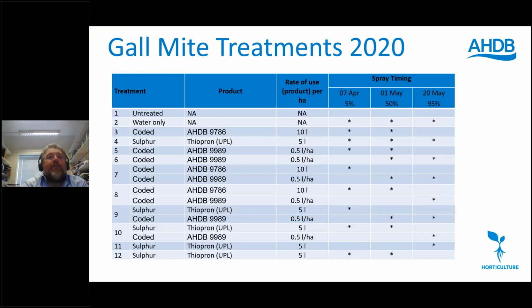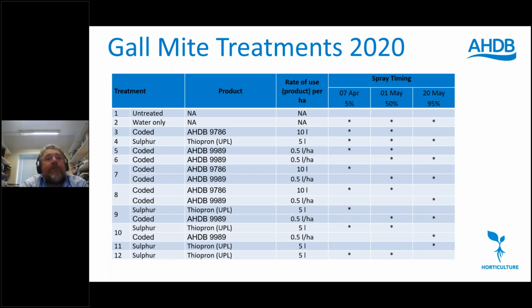So this is our table of products and treatments. Because it's a SCEPTRE Plus trial, we've got to keep some of the products coded. From the work we've done in the last 2 years, there was only 3 products that we were interested in. 9786 and 9989 we've had to keep coded, but thiopron, a new sulfur formulation from UPL, has actually got approval on blackcurrants, so we can actually show you that one.